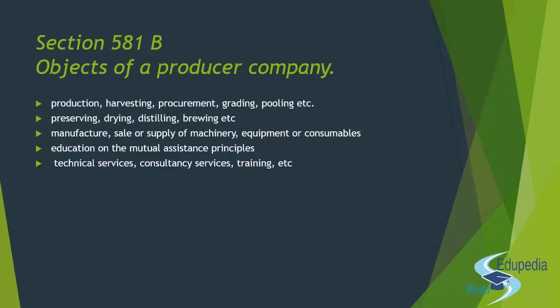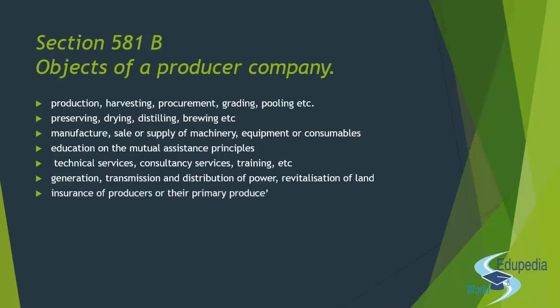And then you need resources to run the machinery and for the other purpose. So even generation, transmission and distribution of power, then revitalization of land and water resources will also be a part of the object for the producer company. Right? Now even if you get insurance done for the producer and the primary produce, that will also form part of the object. Right? Then any other welfare measures or facilities for the benefit of the member, if you are taking, then even that will form part of the object.